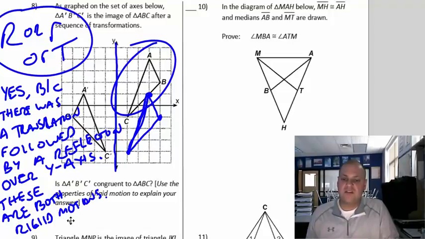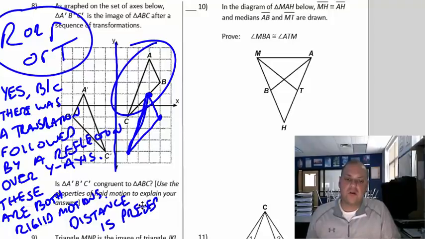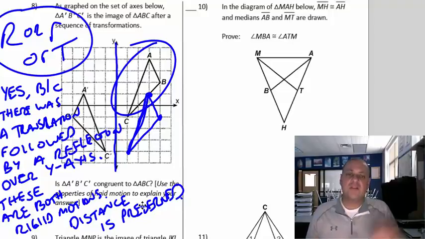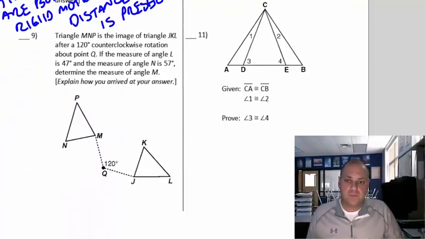And you would say distance is preserved. Distance is always preserved for rigid motions. So anytime you have rigid motions, distance is preserved. If you could show the rigid motions, you can explain that they must be congruent.